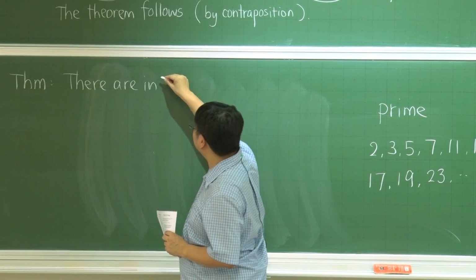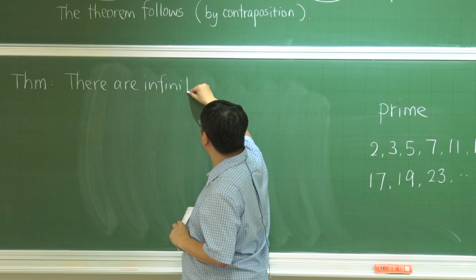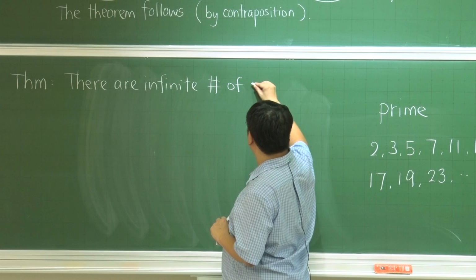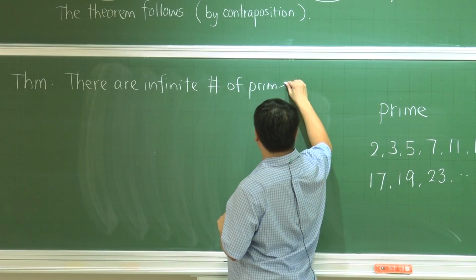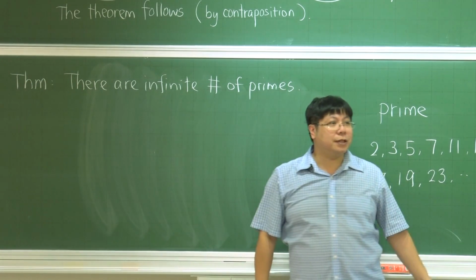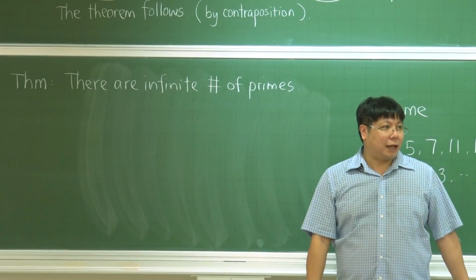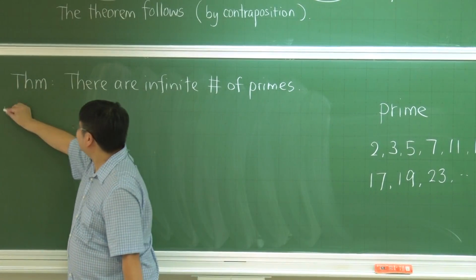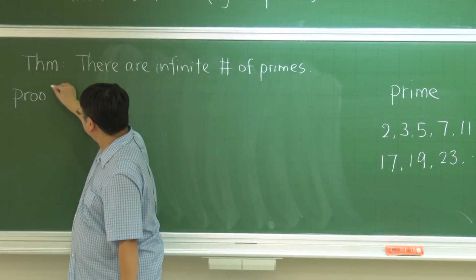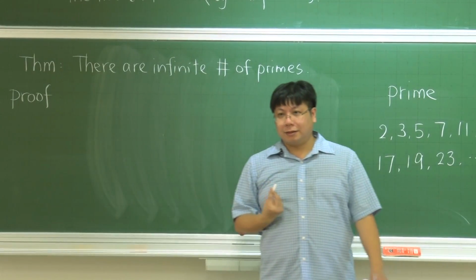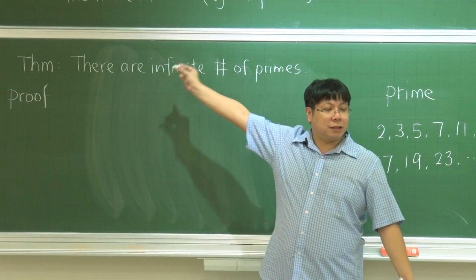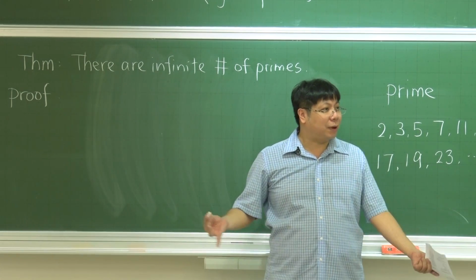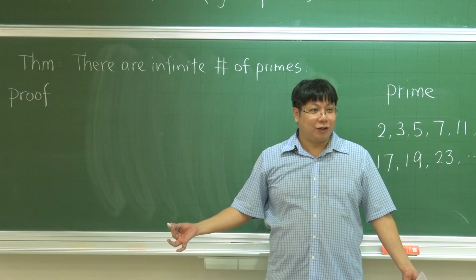infinite number of primes. So there are infinite number of primes. And this one is a very good example of proof by contradiction. So we prove it by assuming that this is wrong. So what does it mean for this to be wrong? If there are not infinitely many primes, then there are a finite number of primes.